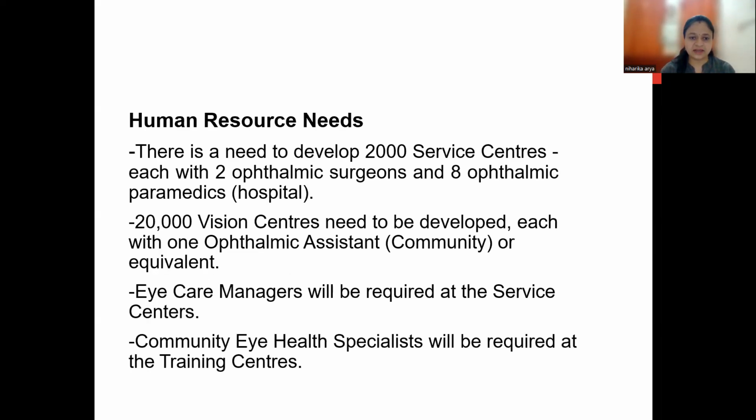That only includes the human resources need. There is a need to develop, and this is important, 2,000 service centers, each with 2 ophthalmic surgeons and 8 ophthalmic paramedics, like in hospitals. 20,000 vision centers need to be developed, each with 1 ophthalmic assistant in the community or equivalent. Eye care managers will be required at the service centers. Community eye health specialists will be required at the training centers.